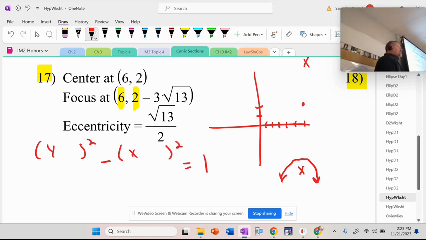I have the center. So this is simple. Y minus 2, x minus 6. That's easy. They gave me that. They didn't give me much more though. All right, so now I'm stuck. How do I get these values?